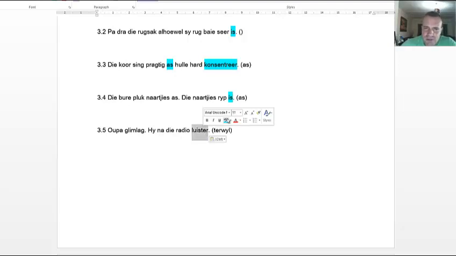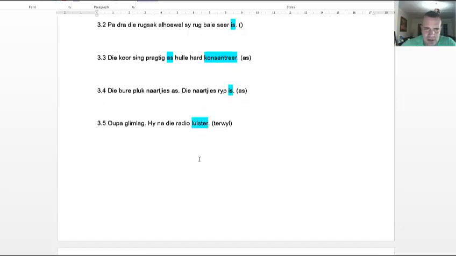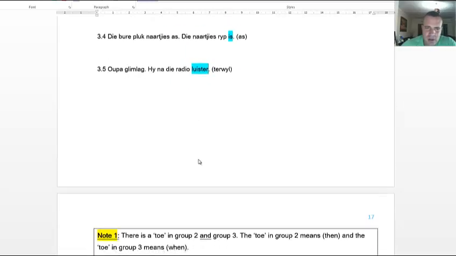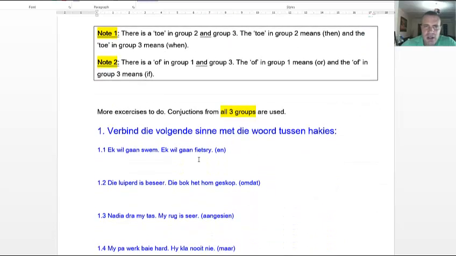Luister, the first verb cannot be anywhere near it. It's got to move. Okay, so just have a look here as we finish up. You may have noticed that there's a 2 in group 2 and 3. But they mean different things, so just be careful. The 2 in group 2 means then, and the 2 in group 3 means when. Sorry, I don't know why that is, but it is what it is.